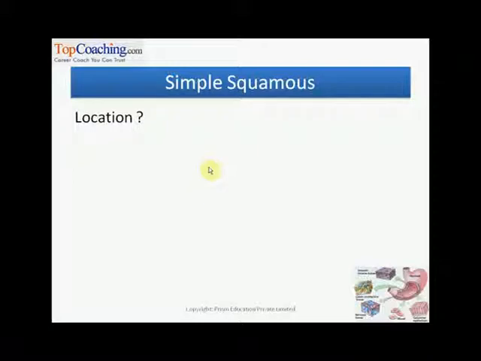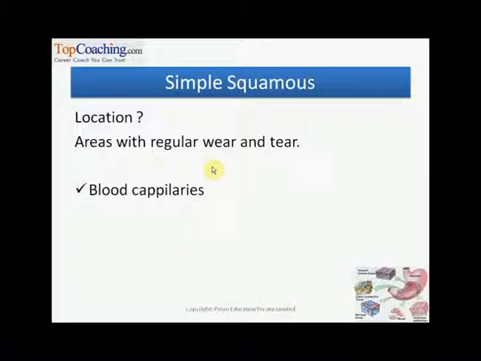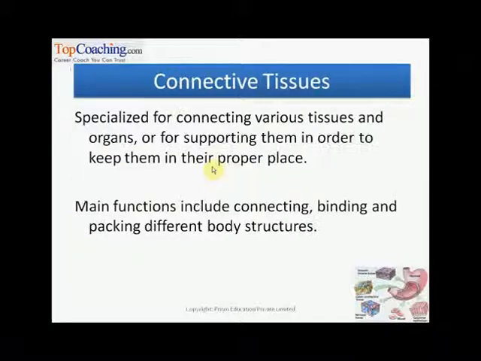Now what is the location of simple squamous? Again a good question from competition perspective. Areas with regular wear and tear is the place where you will find simple squamous tissues. Blood capillaries, lung alveoli, Bowman's capsule. Next tissue.